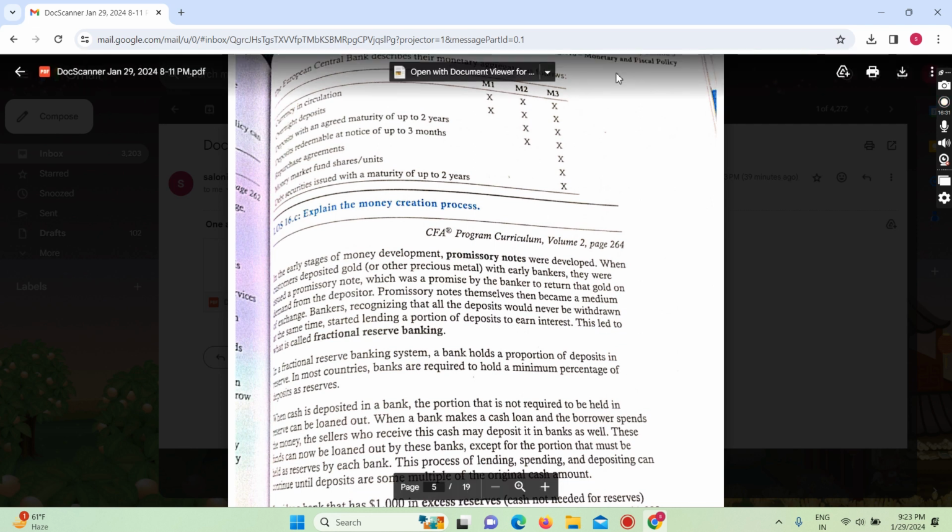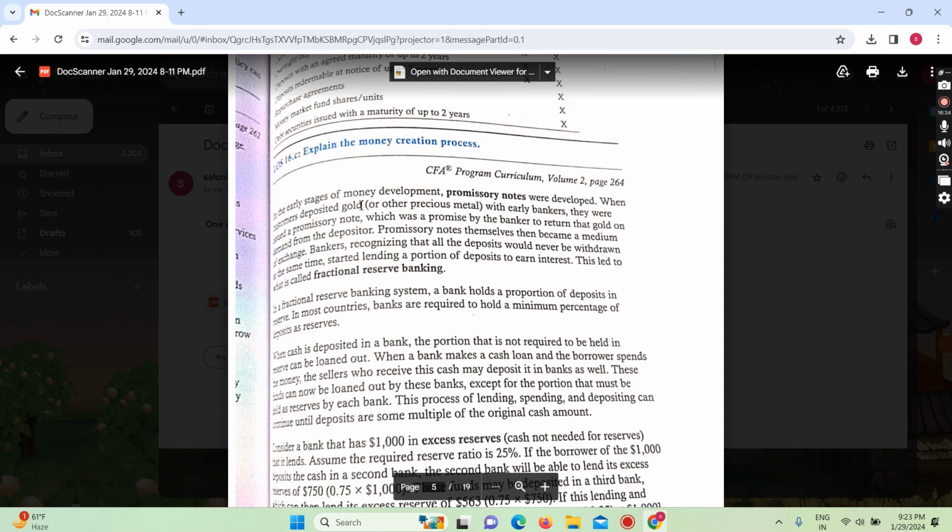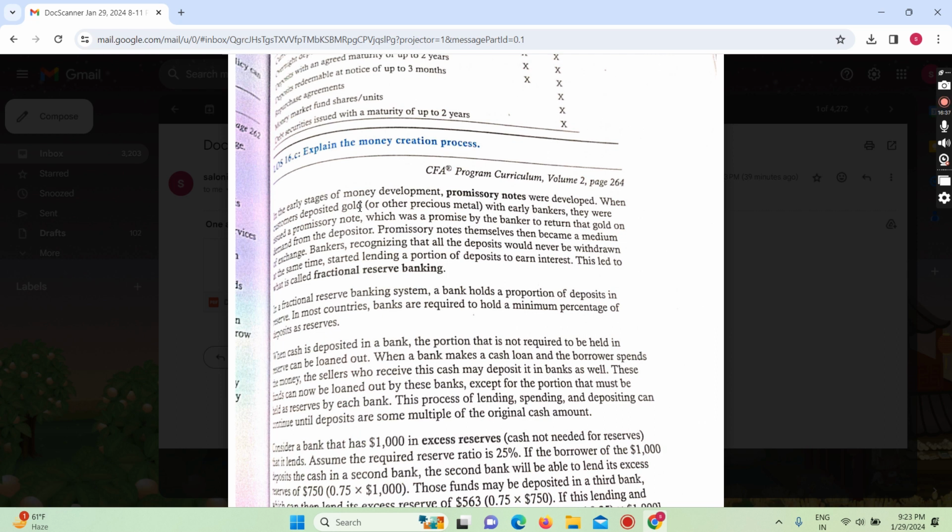Explain the money creation process. Now we need to explain what the money creation process is. In the early stages of money development, promissory notes were developed. When customers deposited gold or other precious metal with early bankers, they were issued a promissory note.